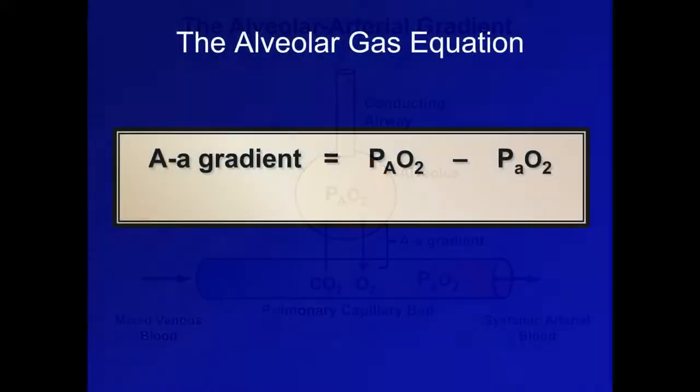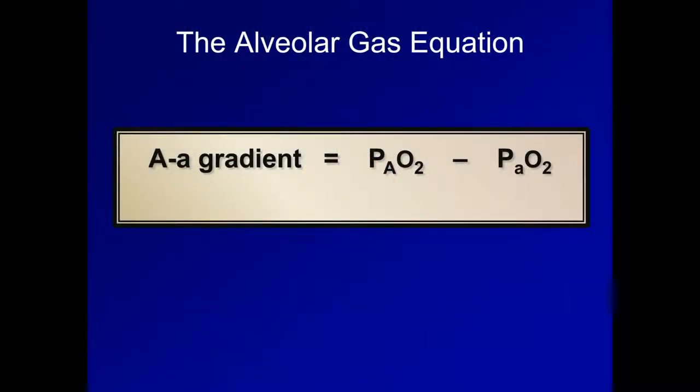Here's another way to look at the AA gradient. It is equal to the P big A O2 minus the P little a O2. While the P little a O2 is measured directly from the ABG, there is no easy means by which the P big A O2 can be measured. Therefore, it must be estimated using the alveolar gas equation.